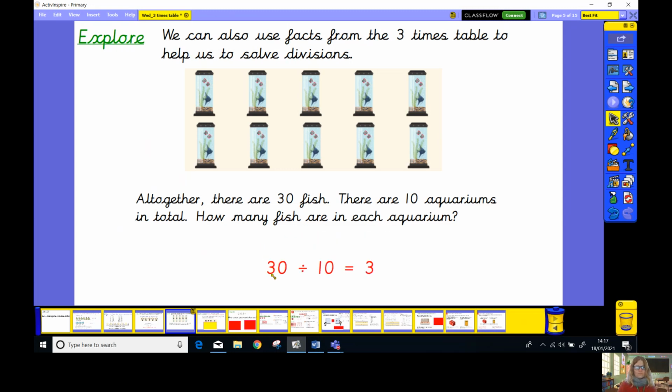Well done. There are 30 fish in total. There are 10 aquariums. 30 divided by 10, and there are 3 fish in each. 1, 2, 3. 30 divided by 10. Pause the video and think to yourself, how would I check this answer if I wanted to be absolutely certain I was correct?